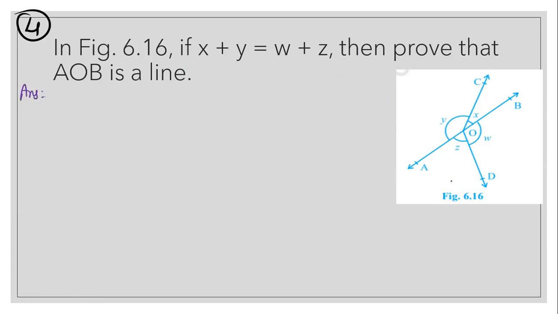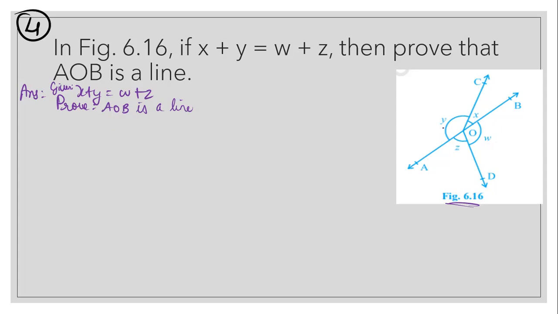Okay, in figure 6.16, that is this figure, x plus y is equal to w plus z. Proof: we need to prove that AOB is a line. So x plus y is equal to w plus z is what is given, right? We did not create that. So now let's see how to do it.